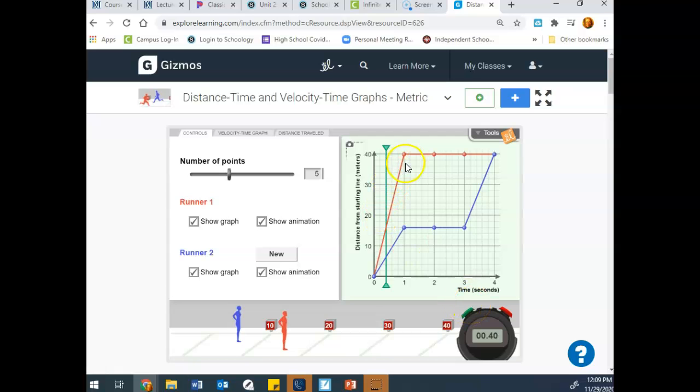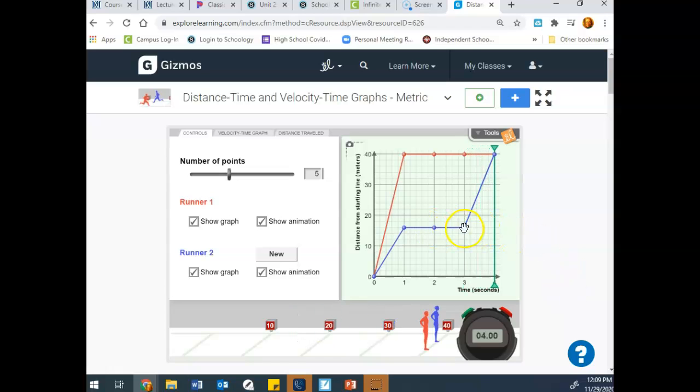What's going to happen when it reaches 1 minute? Okay, so they're both running. And then what happens here at these flat parts? Watch what happens. Well, they're just standing there.